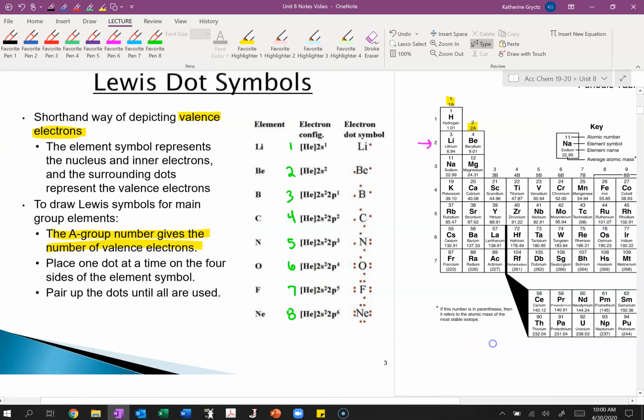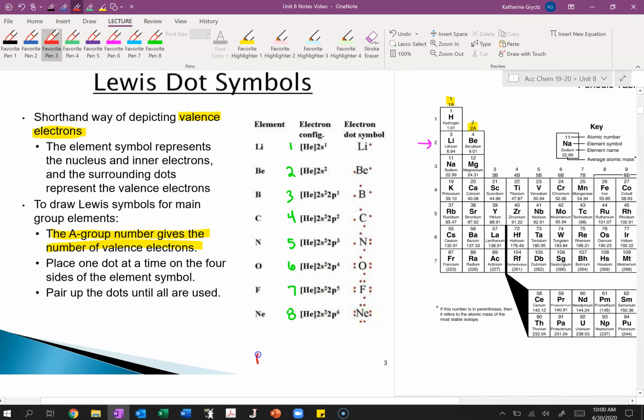Okay, and so you can see the symbols here. For beryllium, we put 2 on different sides. Then boron, we have 3 different sides. And carbon, we have 4 different sides. And then nitrogen, when we hit 5, we have to pair something up. Oxygen, we have to pair 2 up. Fluorine, we have to pair 3 up. And then neon has everybody paired. Okay, so those are Lewis dot symbols. Those are for individual atoms.